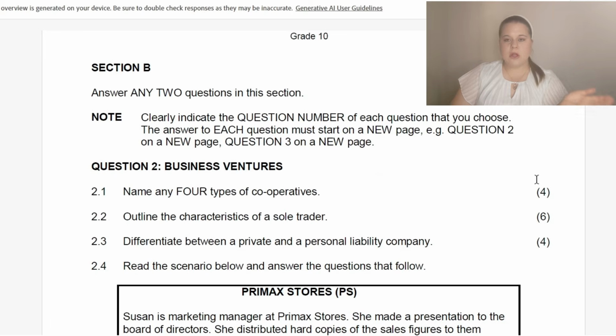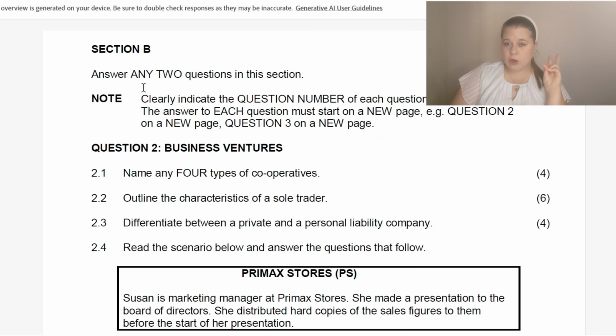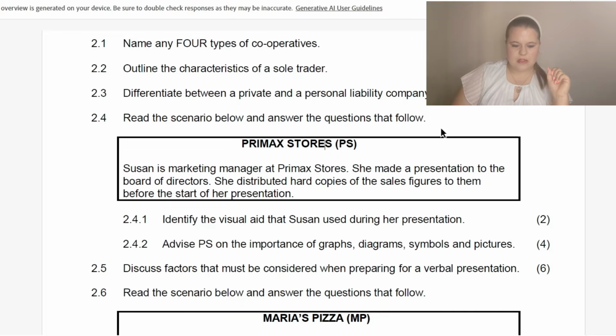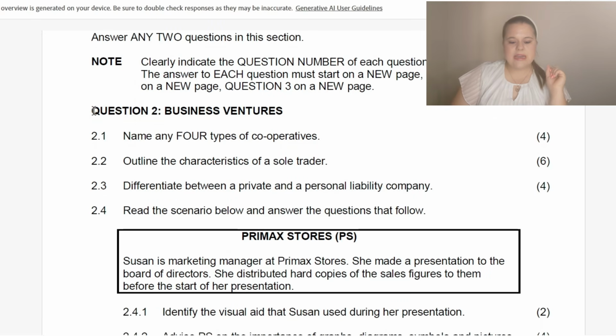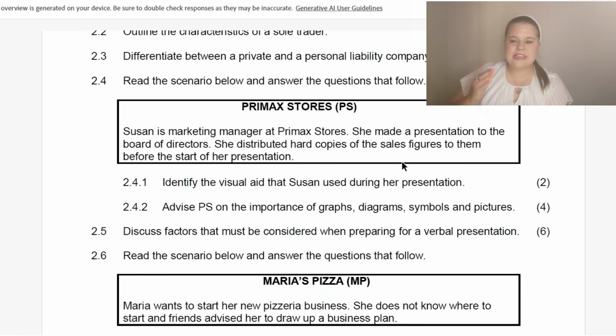Then we have section B, answer any 2 questions. We mark your first 2. Do you see question 2, business ventures? Name any 4 types of cooperatives. Outline the characteristics of a sole trader. Differentiate between a private and a personal liability company. Identify the visual aid, all on the same side. Discuss factors that you should consider when preparing for a verbal presentation.